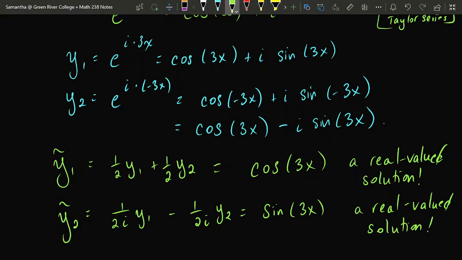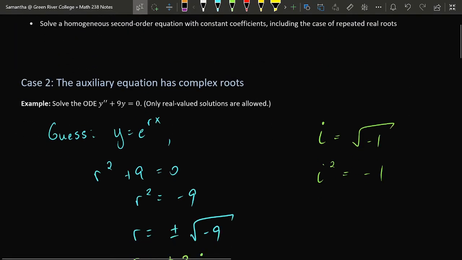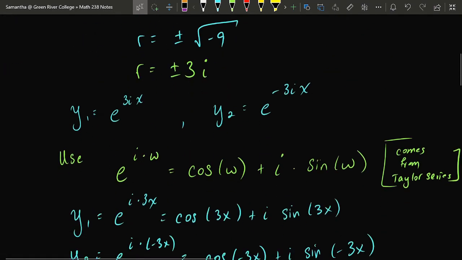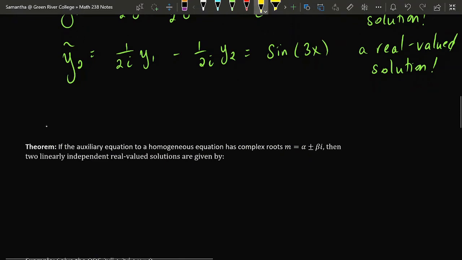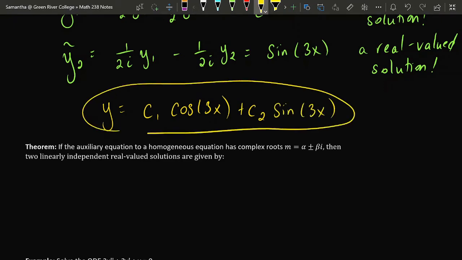So in answer to the question, what are the solutions to this differential equation if only real valued solutions are allowed? I would say that these solutions are of the form y equals a number times cosine of 3x, the real valued solution that I constructed, plus a number times sine of 3x, the other real valued solution that I constructed. The general solution to the differential equation is of this format, assuming that only real valued solutions are allowed.